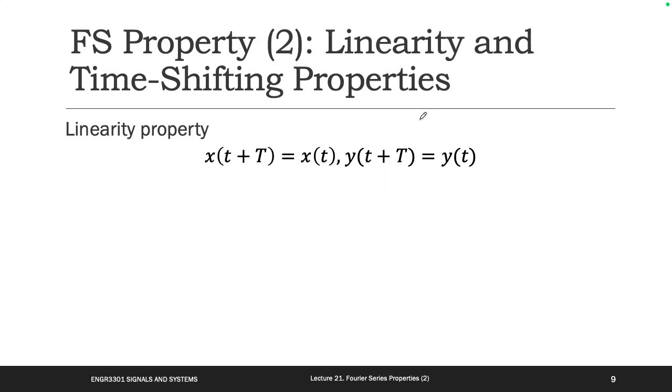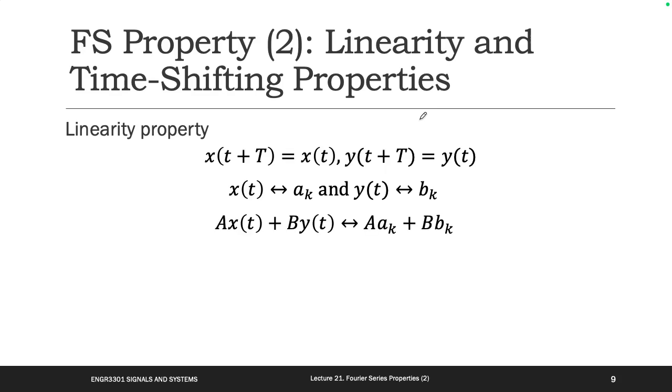And then we know the a_k is the FS coefficient of x(t) and the b_k is the FS coefficient of y(t). If you have a new signal a x(t) plus b y(t), then the FS coefficient for this signal will be a a_k plus b b_k. This is just the linearity property.